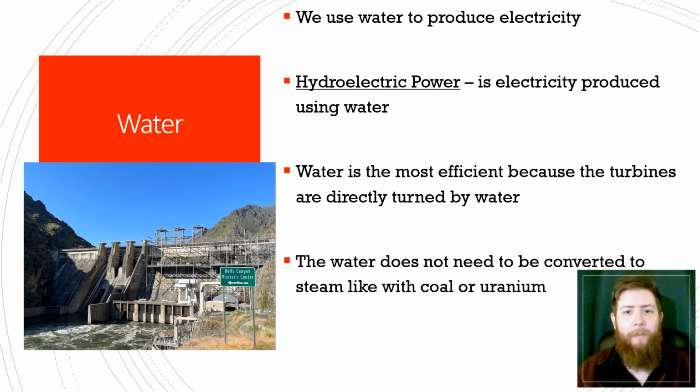The first is water, and we use water to produce electricity. We use this hydroelectric power. This electricity produced using water is really efficient because the turbines that produce the energy are directly turned by the water. There's no converting to steam or any of those other steps, so it doesn't have to be converted to steam like with coal or uranium or natural gas or any of that.